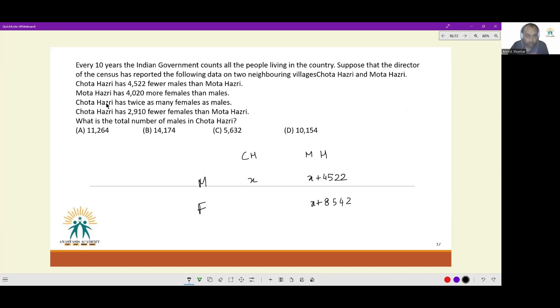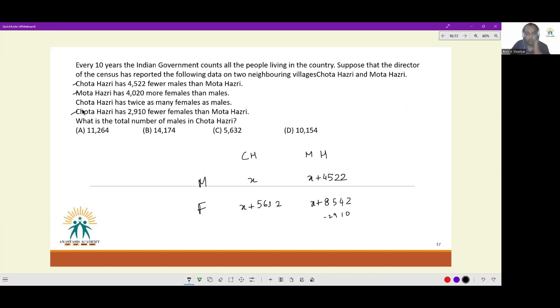And then Chota Hazri has 2,910 fewer females than Mota Hazri. So minus 2,910. X plus, how many? I've read this line, I'm directly reading this line. 3, 5 minus 4 gives me 6. 7 minus 2 gives me 5. X plus 5, 6, 3.